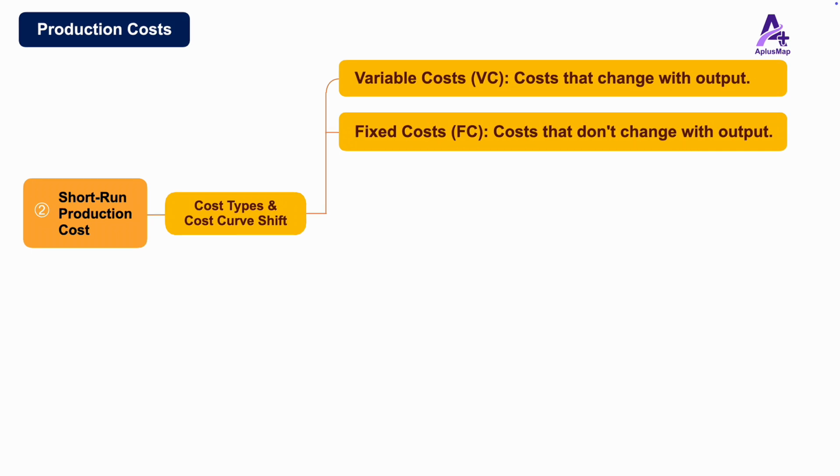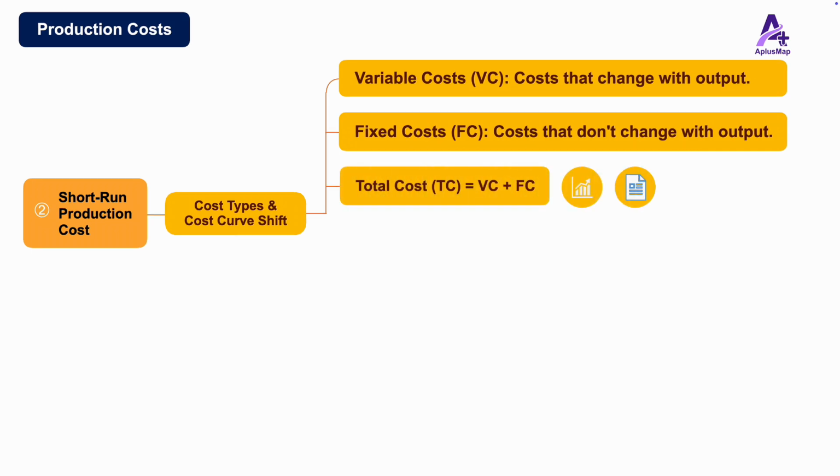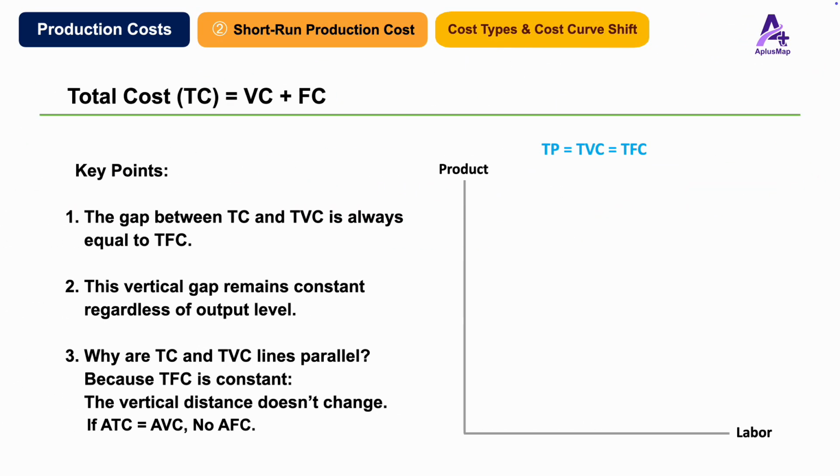Right. And putting them together, variable costs plus fixed costs equals total cost, TC. Simple addition. VC plus FC equals TC. Now, if you graph these, TC, TVC (total variable cost), and TFC (total fixed cost), you see some clear patterns.